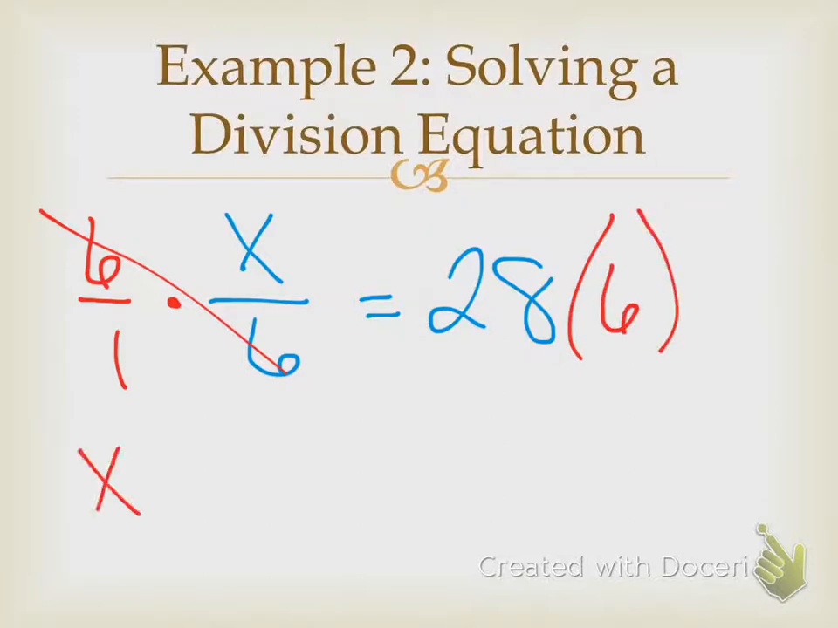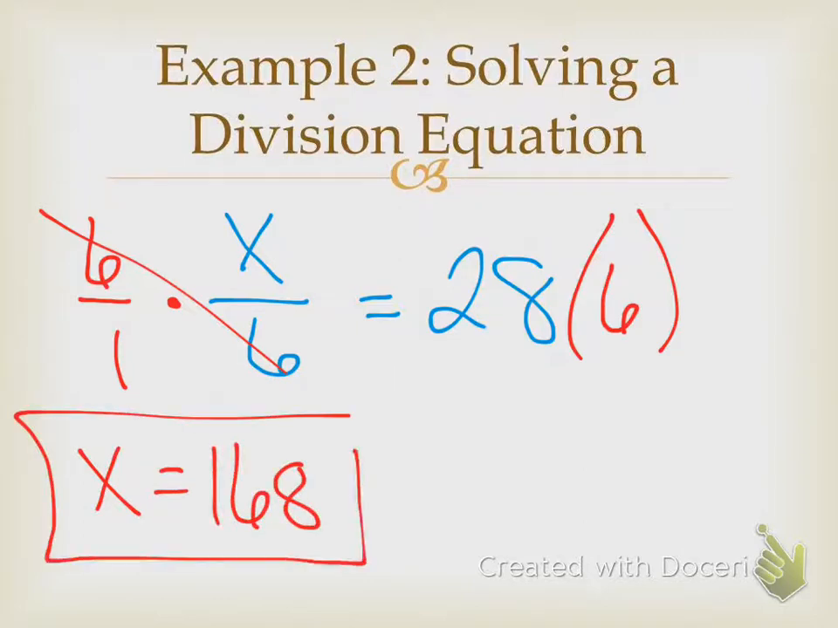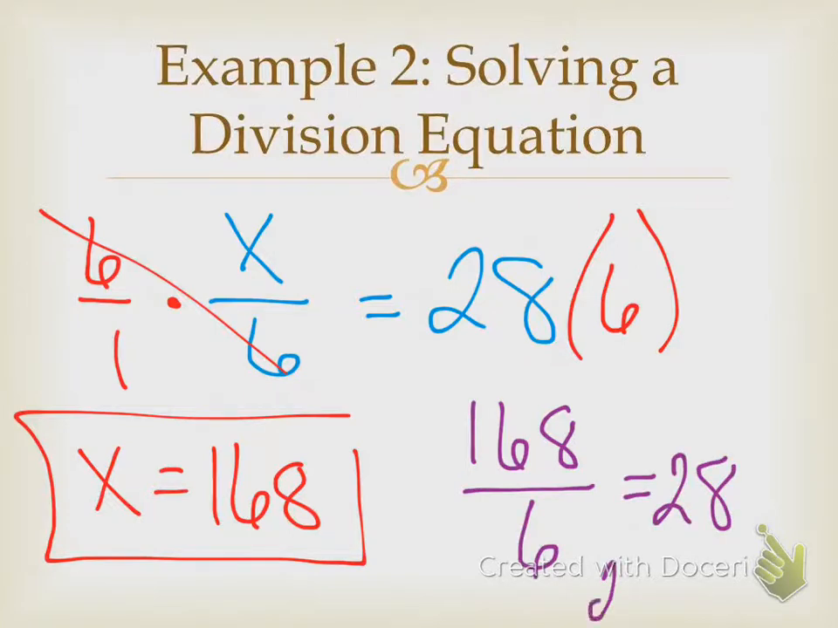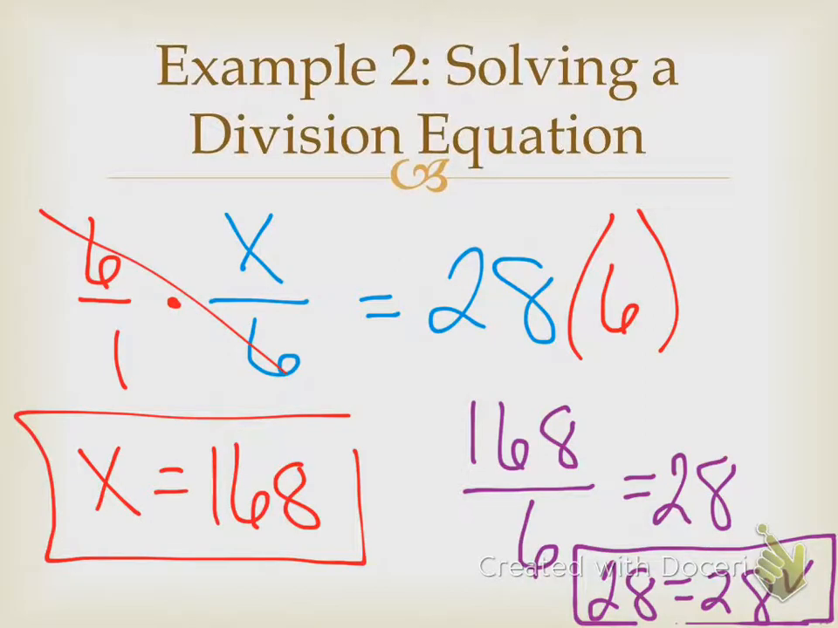So what does x equal? 168. 168? Okay, so that's my answer. Now I need to plug it back in and check it. Very good, Ashley. 168 divided by 6 equals 28, step 1, and then I showed 28 equals 28, and I check it out. Okay? So I multiply by the reciprocal, work it out, check it, then I get my answer. All right, one more example, example 3.